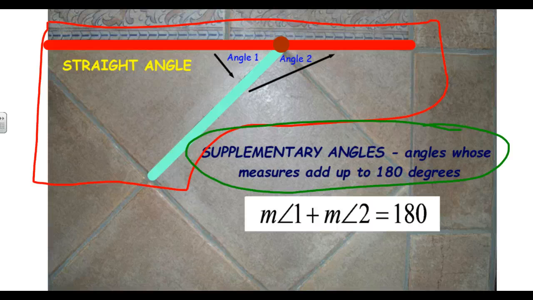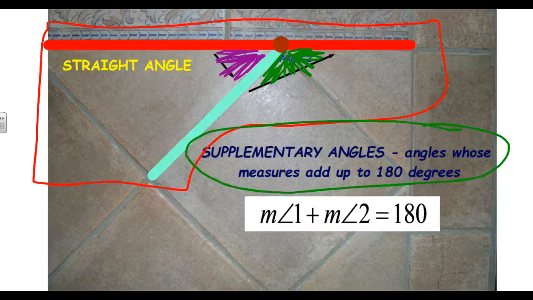So, as we can see, the red line in that top picture is a straight angle, and angle 1, which I'll color in purple, plus angle 2, which I'll color in green, those two angles add up to one complete straight angle. They add up to that one red line, and so their measures must add up to be 180.